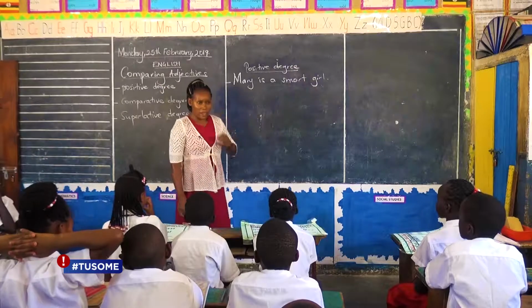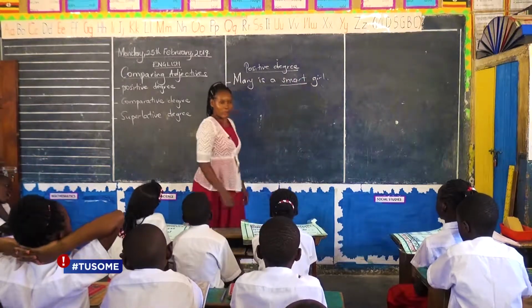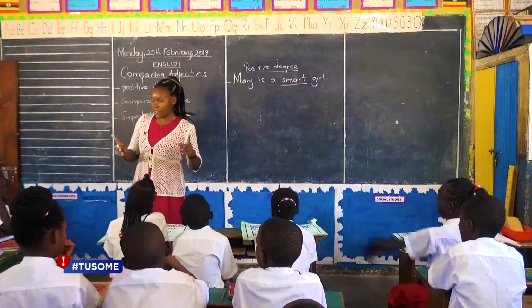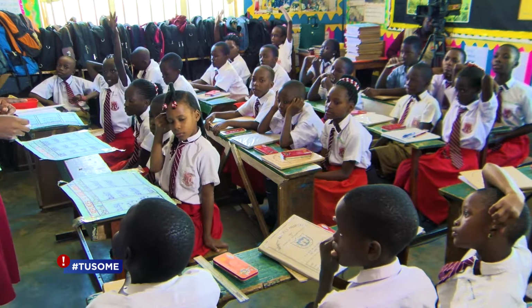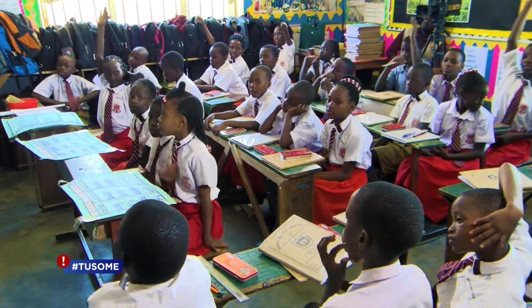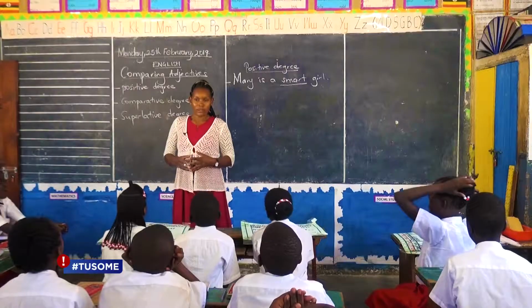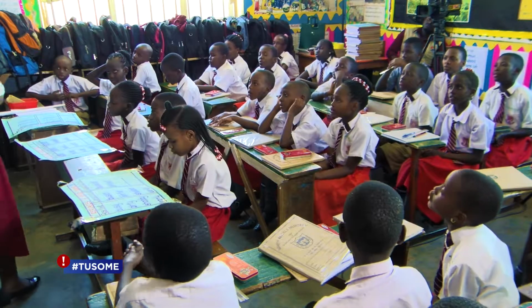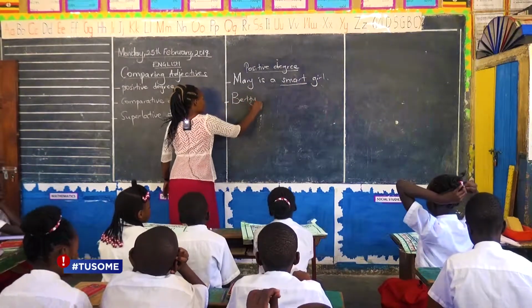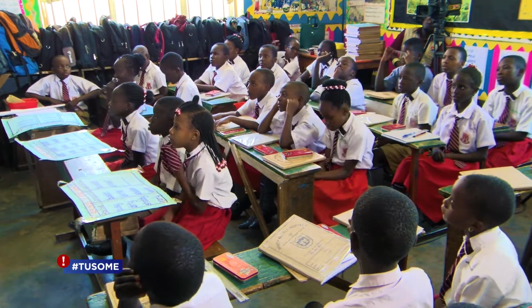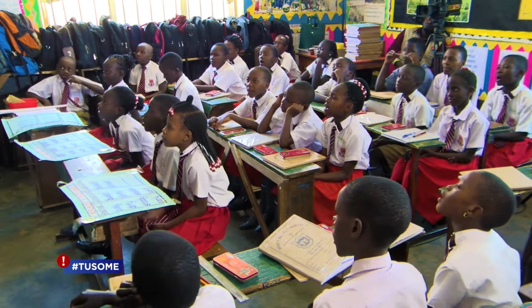Then I'm going to get another noun, Betty. Still, we are going to use this adjective, smart. We have 2 nouns now, Mary and Betty. We are going to the comparative degree. When do we use the comparative degree? We use the comparative degree when we are comparing 2 nouns. Therefore, here we shall say, Betty is smarter than Mary. Everybody read the sentence. Betty is smarter than Mary.